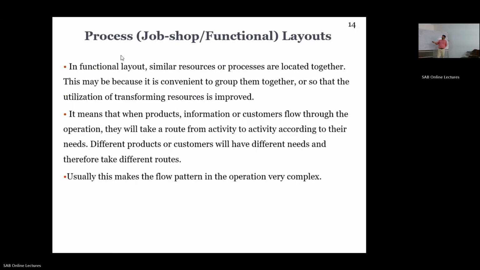Now, similar resources are located together. This may be because it is convenient to group them together so that the utilization of transforming resources is improved. It means that when products flow through the operation, they will take a route from activity to activity, department to department, according to the operating requirement, processing needs. Different products will have different processing needs, therefore take different routes.